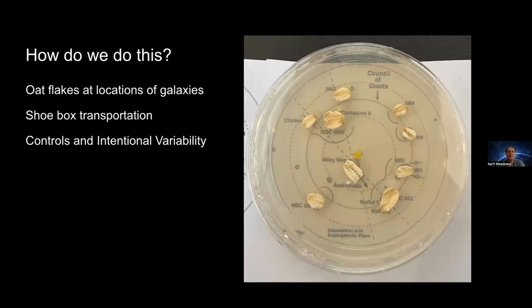All right, so how do we do this? Well, taking that picture of those pink dots where the galaxies are from earlier, we actually place oat flakes at the location of each galaxy. And that is the slime mold's food source, which is why we do that. Then we place a slime mold starter right where our Milky Way is, and we let it get to work.